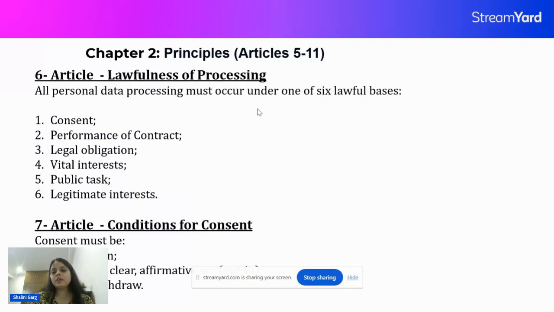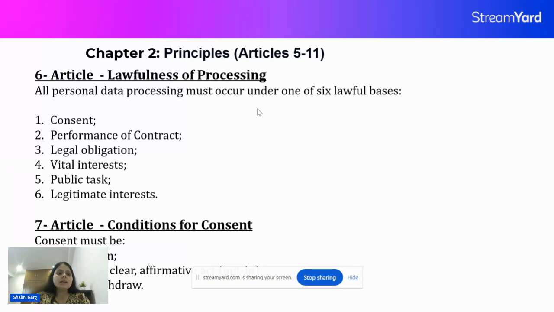Moving forward, we are going to read Article 6, which is the lawfulness of processing. There are 6 lawful bases provided in the GDPR. Any company, wherever they are processing personal data, has to comply with at least one of those 6 lawful bases. What are the 6 lawful bases? They are consent, performance of contract, legal obligation, vital interest, public interest, or legitimate interest.